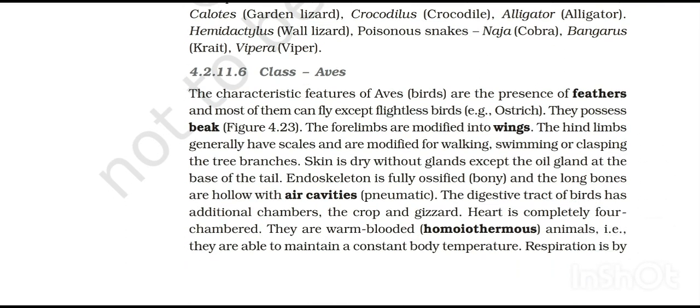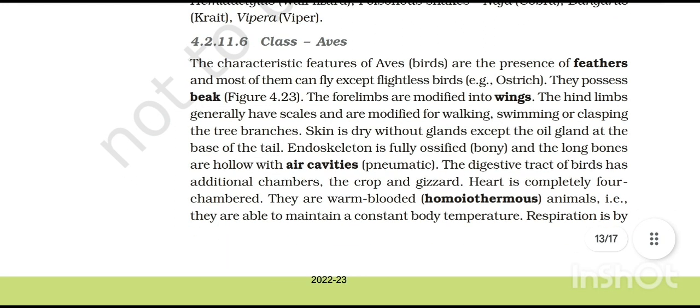Then class Aves. The characteristic feature of Aves is the presence of feathers, and most of them can fly except flightless birds, for example, ostrich. Ostrich cannot fly. Then they possess a beak. The forelimbs are modified into wings. The hind limbs generally have scales and are modified for walking, swimming, clasping the branches. Skin is dry without glands except the oil gland at the base of the tail.